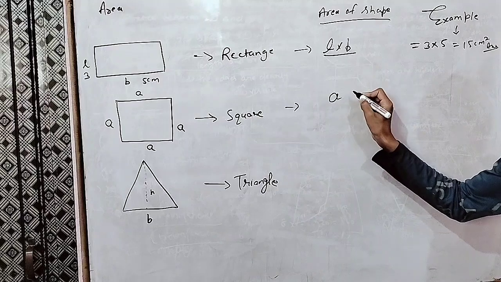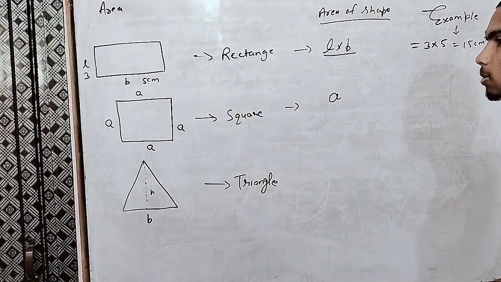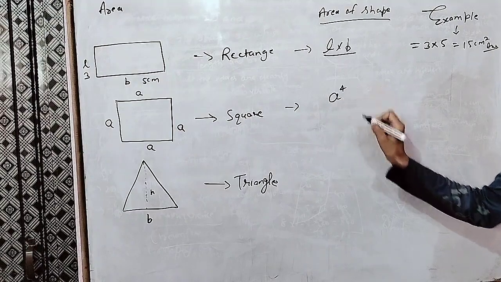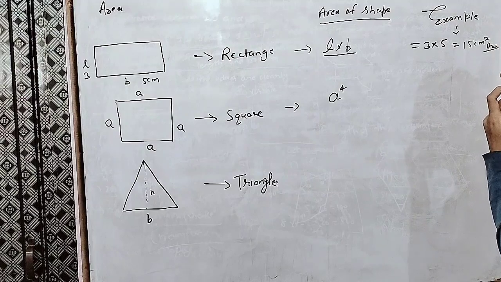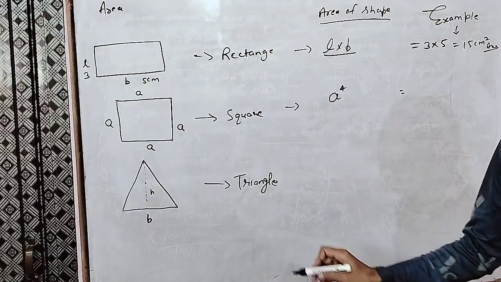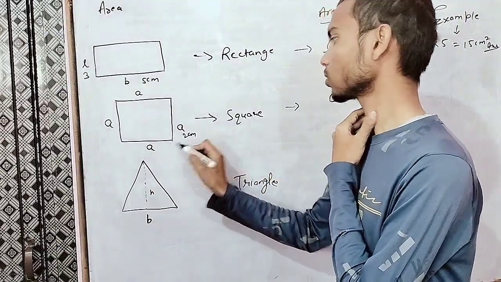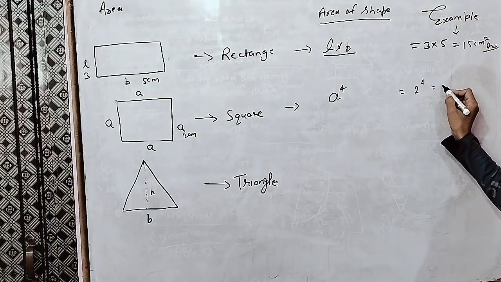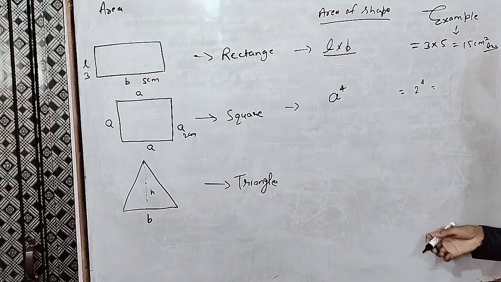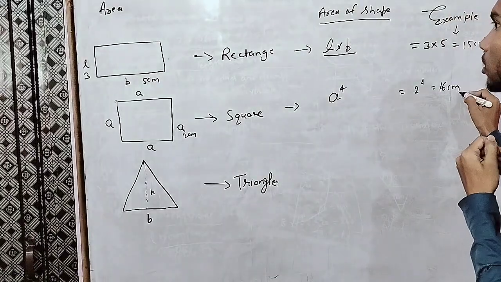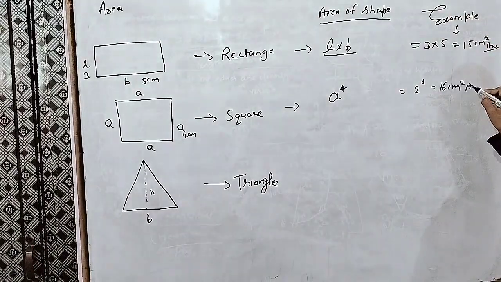So A. Now how much is A? For example, this is 2 centimeter, so of course this will also be 2 centimeter. 2 times 2 is 4, 4 times 2 is 8, 8 times 2 is 16 centimeter. 16 centimeter square as well. This is the area.